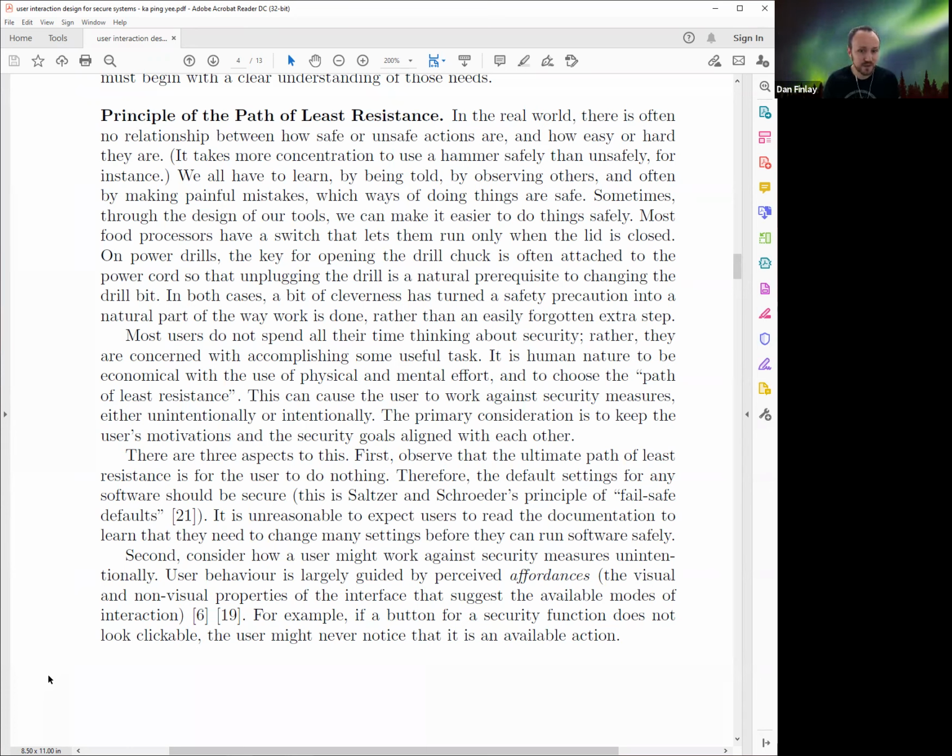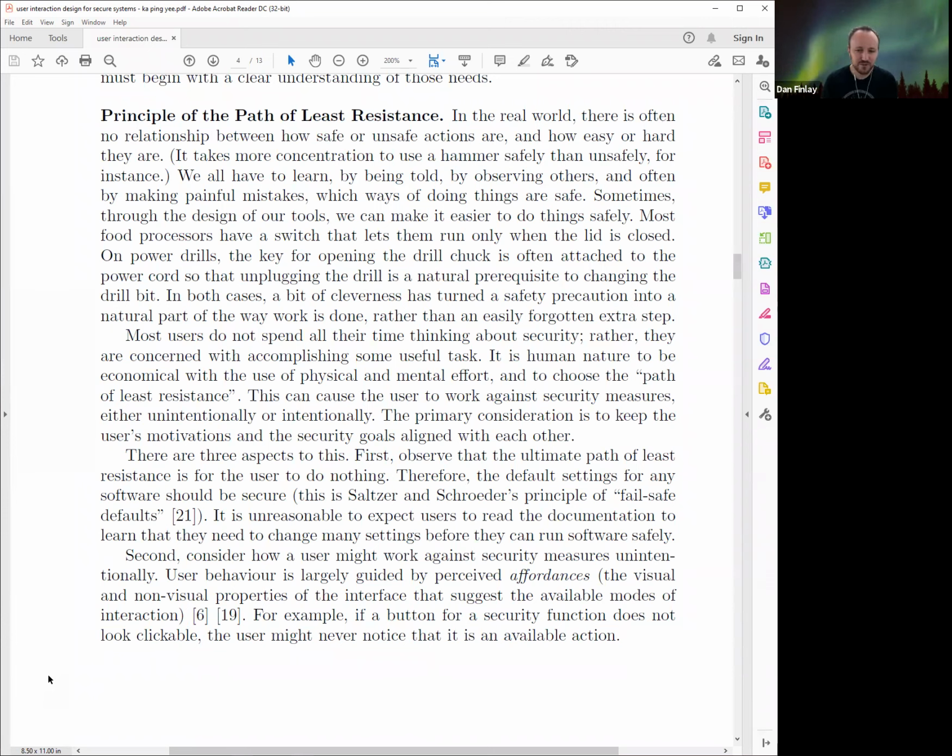Most users do not spend all their time thinking about security. Rather, they're concerned about accomplishing some useful task. It's human nature to be economical with the use of physical and mental effort and to choose the path of least resistance. This can cause the user to work against security measures, either unintentionally or intentionally. The primary consideration is to keep the user's motivations and the security goals aligned with each other. There are three aspects to this.